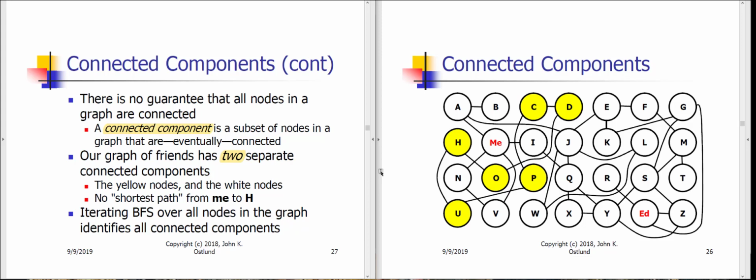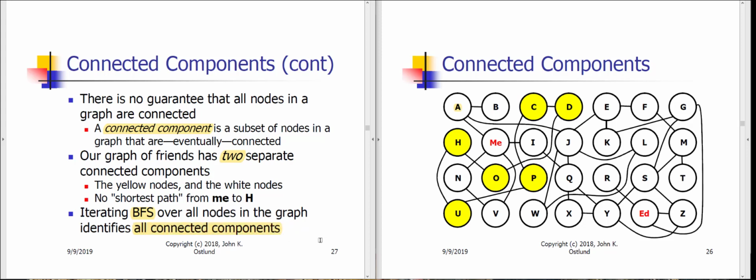Okay, so it's not going to be possible to find any path from me to any of the nodes in the yellow connected component. Likewise, it's not going to be possible to find any path from C to any node in the white connected component. So the primary thing that the breadth-first search algorithm is usually used for is to find the shortest path between 2 items in a graph. Another thing that you can use breadth-first search for, though, is to identify all of the connected components that exist within a graph.